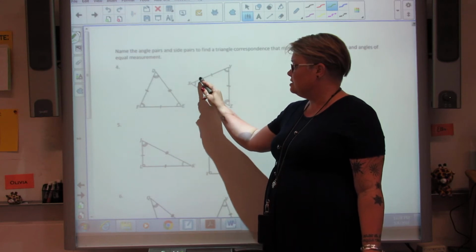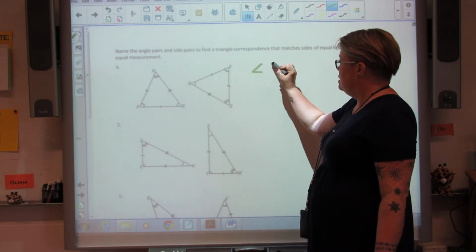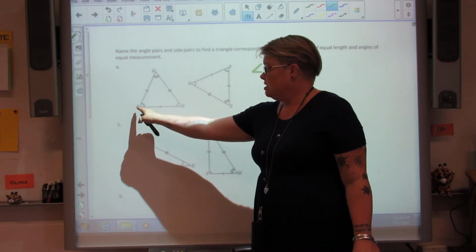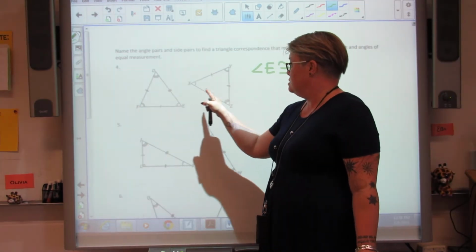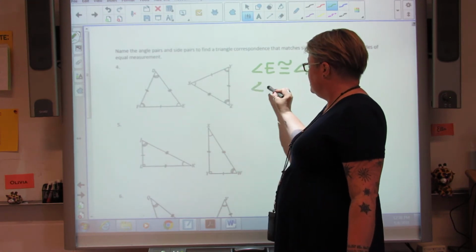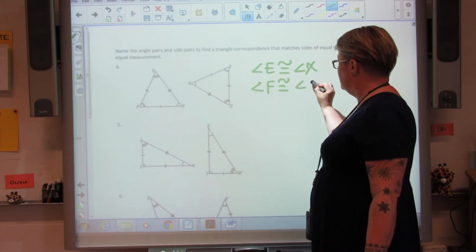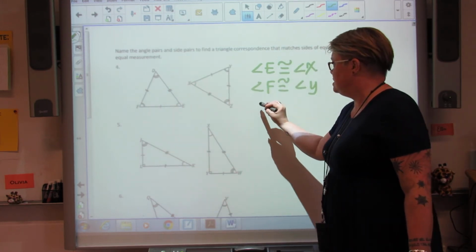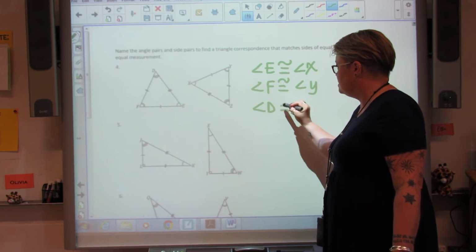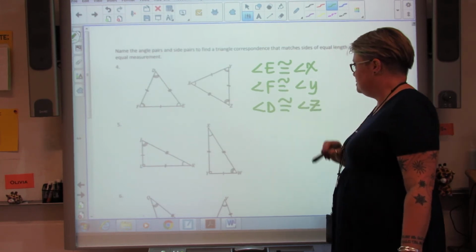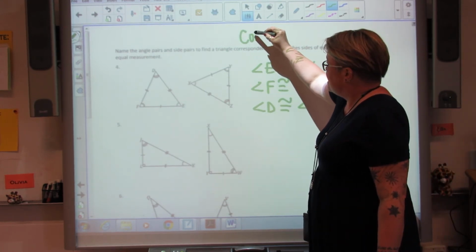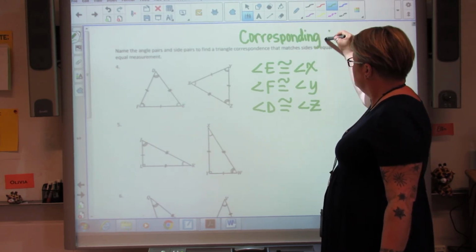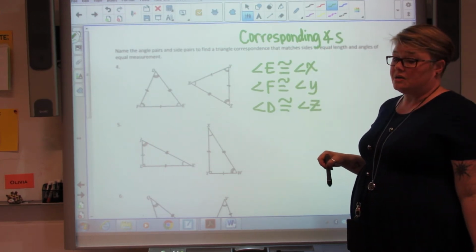So angle E here is congruent to angle X. So I can write that. Angle E is congruent to angle X. Angle F here has two arc marks. So I find the 2 over here that says angle F would be congruent to angle Y. And then with 3 marks on angle D and 3 on angle Z, I can see that angle D is congruent to angle Z. So I have corresponding angles in the triangles, okay?